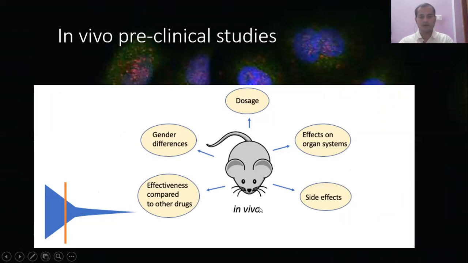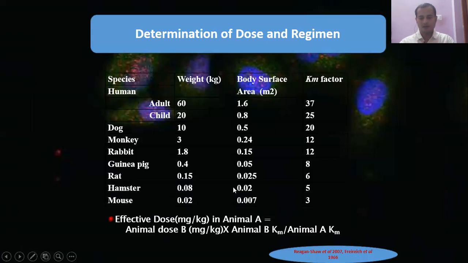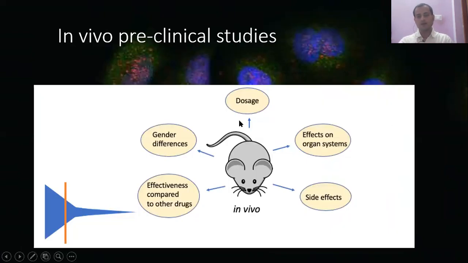Here is the representation of a mouse. So what do we do with the mouse, what is the use? We have to calculate the dose. We will get the effect on our organ system. We will get the side effects of that particular molecule, and we will get the effectiveness, and we have to compare with the other drugs. For example, if the existing drug for that particular disease is more efficacious than the new one, then there is no use of this new moiety. So we have to compare with some standard drug, and it should be more efficacious than the standard drug.